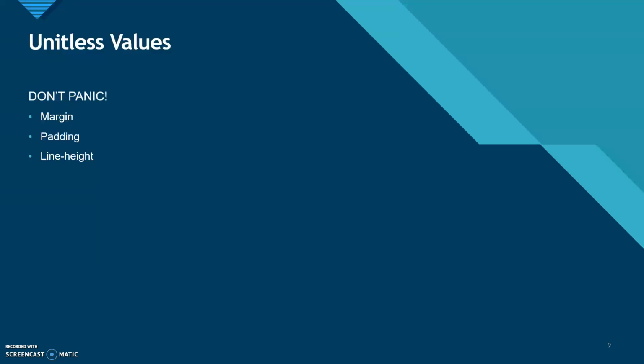Now there are some CSS values that are unitless, meaning they don't have any units at the end. You don't need to panic, that's okay. Some of them are like that. They don't all need values, such as margin. When you put a 0 for a margin, a 0 is a 0. It does not matter what unit it's in.